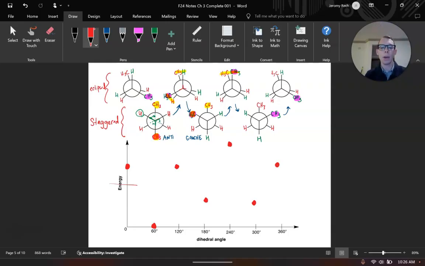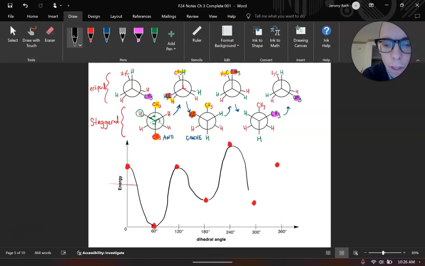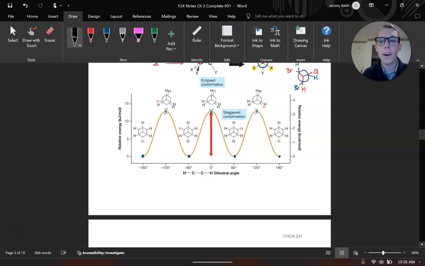So we're now going to go ahead and connect all those points. So this is going to come down and then up and then down and then up, down and up, and so on like that. And that right there is going to be what our energetic landscape looks like. Now this is going to be a little bit different than our very first one. Our very first one, we had all hydrogens and we didn't have that differentiation between our anti and our gauche. We kind of had this just even, same height.